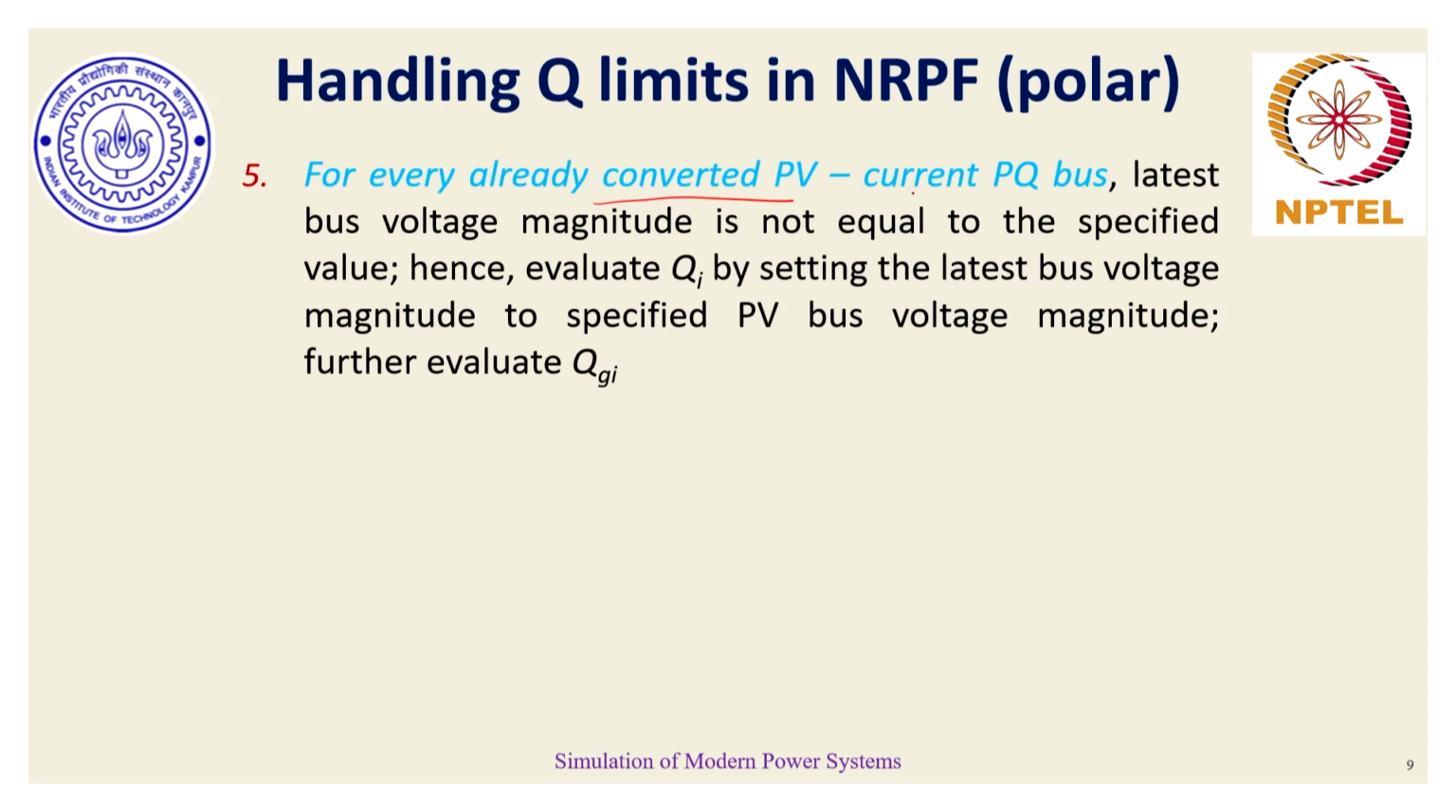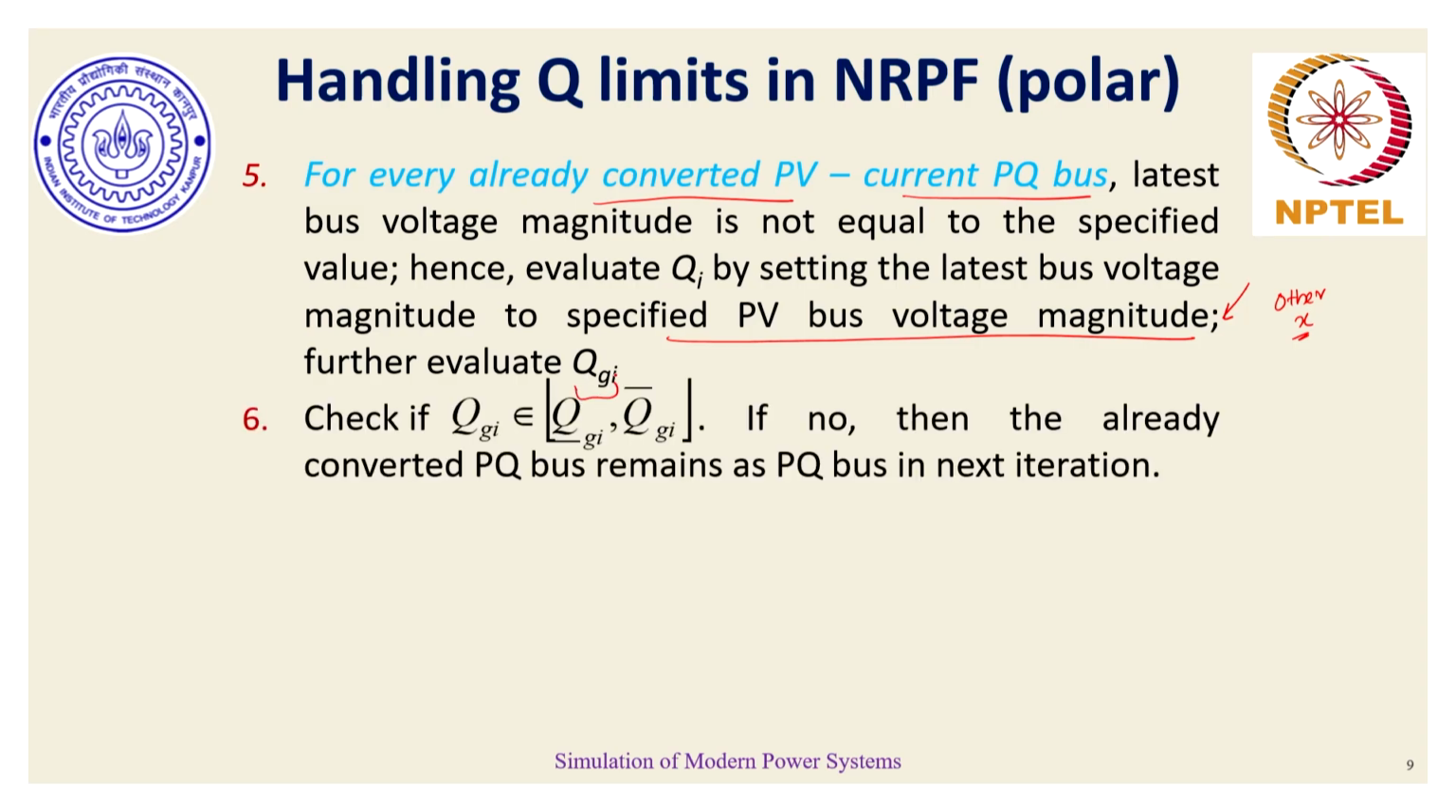The first thing for every PV bus is that its voltage magnitude has to be fixed to the specified value. So for every such converted PV to PQ bus, we reset the voltage magnitude to the actual specified PV bus voltage magnitude, while all other x, that is the phase angles and other voltage phasors, remain the same. With this new voltage magnitude and other x's remaining unchanged as they are at the latest iteration, we find the corresponding generation through a similar process.